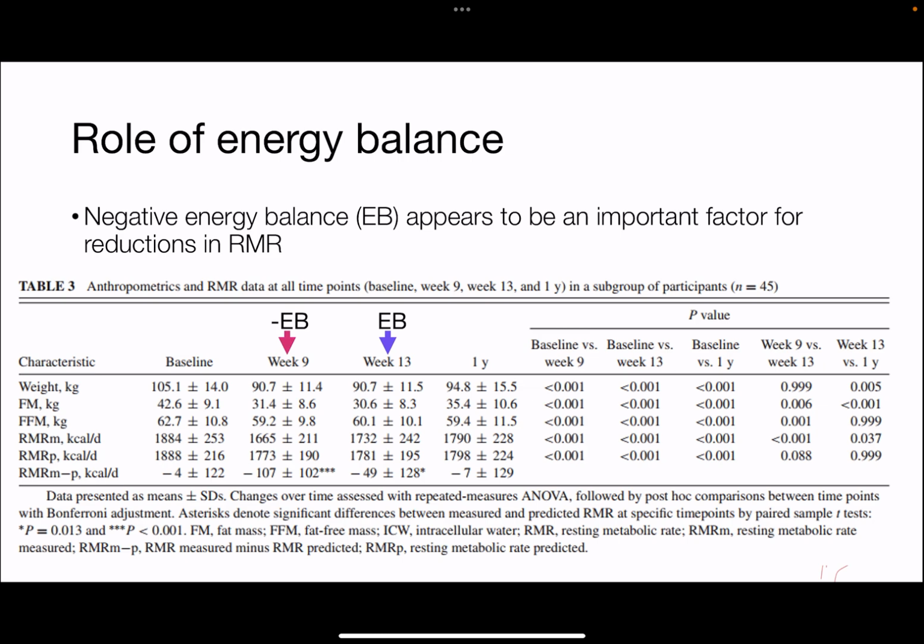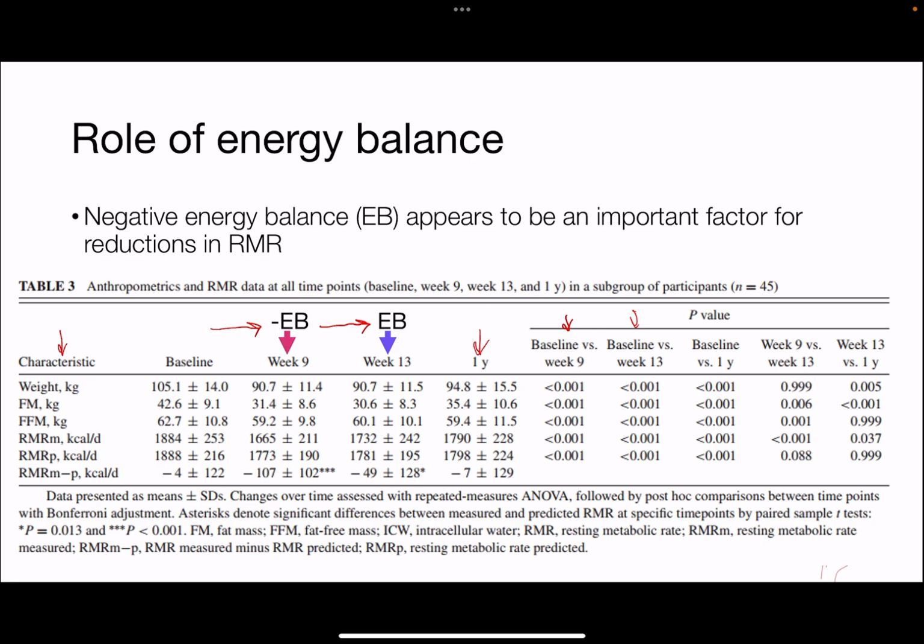So let's now look at the role of energy balance. A negative energy balance appears to be an important factor for reductions in resting metabolic rate. So here we have a change in resting metabolic rate and other characteristics from a period of negative energy balance to a period of energy balance and then a 1-year follow-up, along with the different p-values.